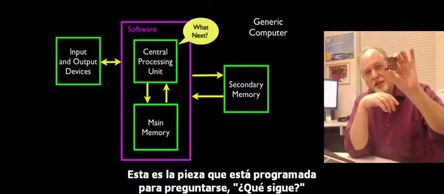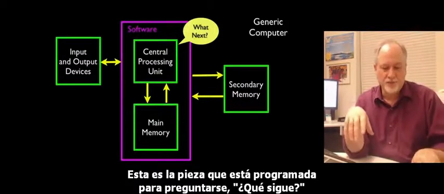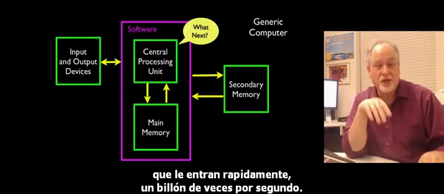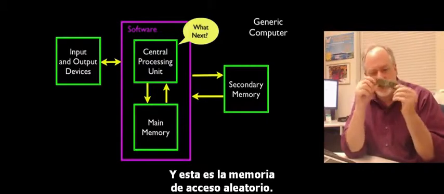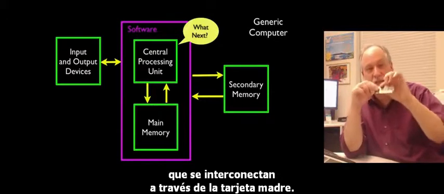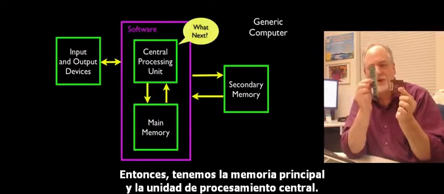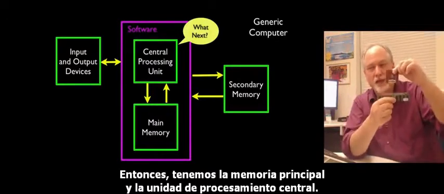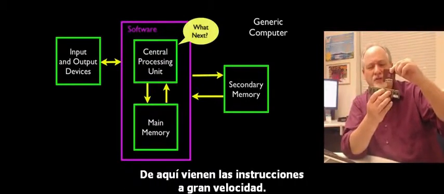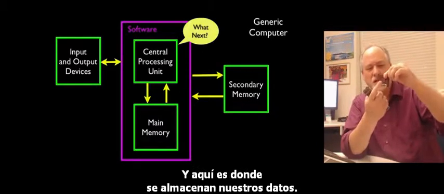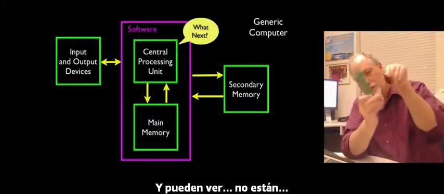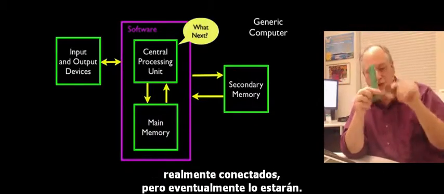So this is the thing that's programmed to ask the question, what's next? And then we have to have a set of instructions that feed this thing really fast, billions of times a second. And that's what this is. This is the random access memory. And we have memory chips, and they're connected together through the motherboard. So we have the main memory, and we have the central processing unit. And this is where our high-speed instructions come from. This is where our high-speed data is stored. And this is the thing that asks what next, and it reads its instructions from here. And you'll see they're not quite connected together, but eventually they're kind of connected together.